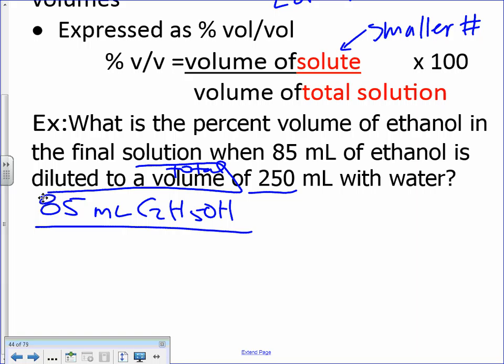to. It's not saying 85 milliliters of ethanol plus or added to 250 milliliters of water. That would need to be summed, right? That would need to be added, but it's expressed a little differently here. So that is our total volume of 250 milliliters of solution total. And so if that is the solution total, we're going to take that information, 85 over 250 times 100.